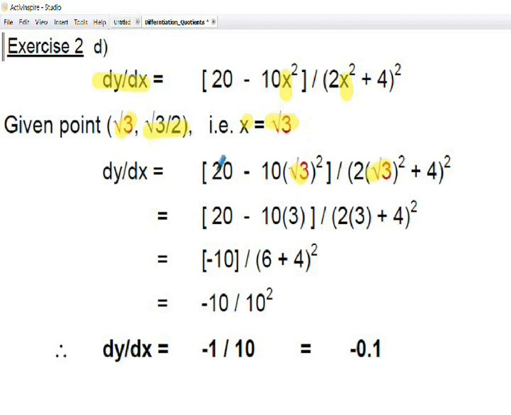Okay, and all the rest is basic arithmetic here. When you square the square root of 3, you get 3, and again here the square root of 3 squared, I will get 3, and I think you can probably follow through the arithmetic on these other lines. Okay, it's just basic arithmetic following through to get to these lines. The final answer for my gradient, my dy by dx, when x is the square root of 3, is given as minus 0.1.